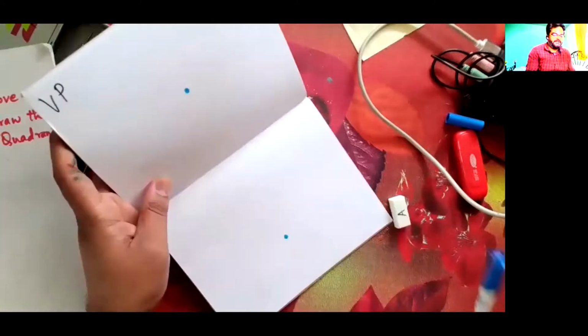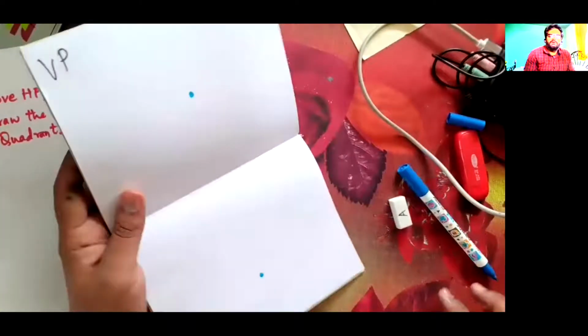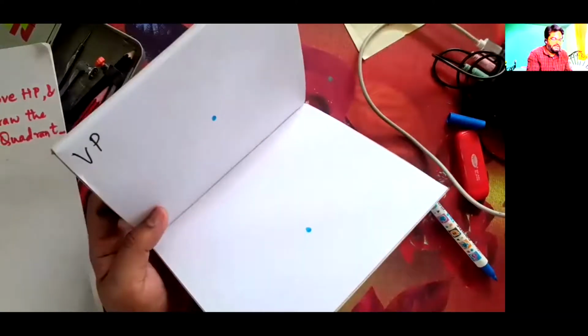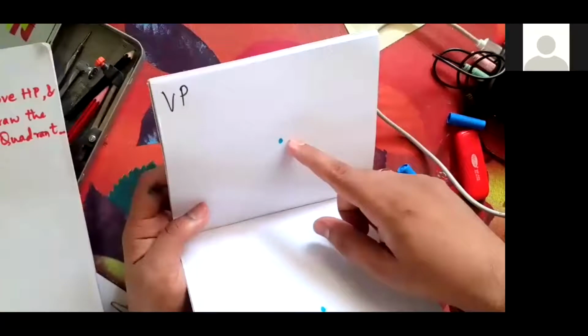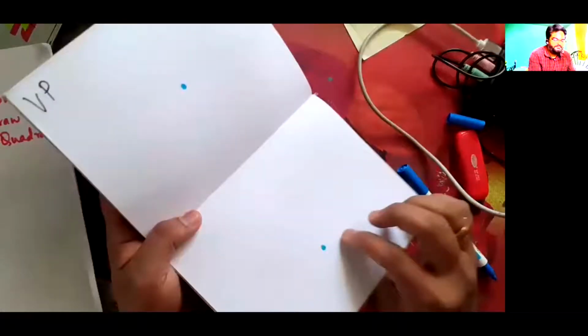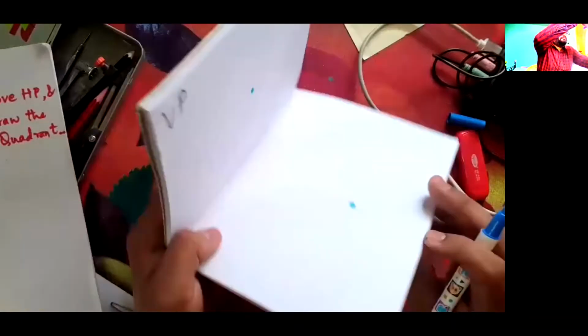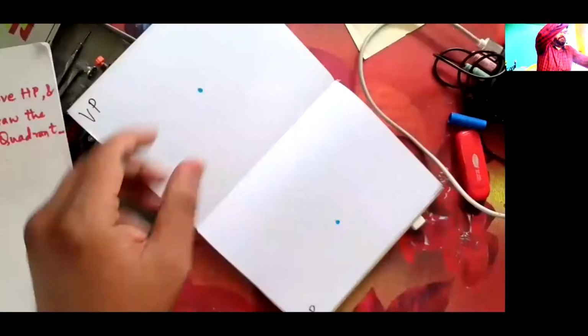Able to get it? Yes, sir. Front view of a point. Sir, can you repeat? This is first quadrant. Okay, just a second.